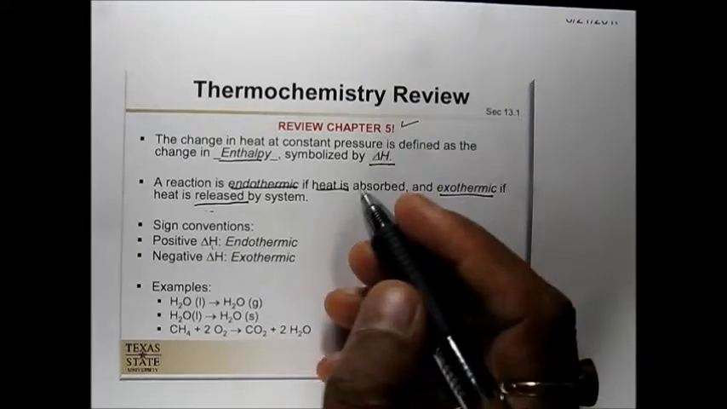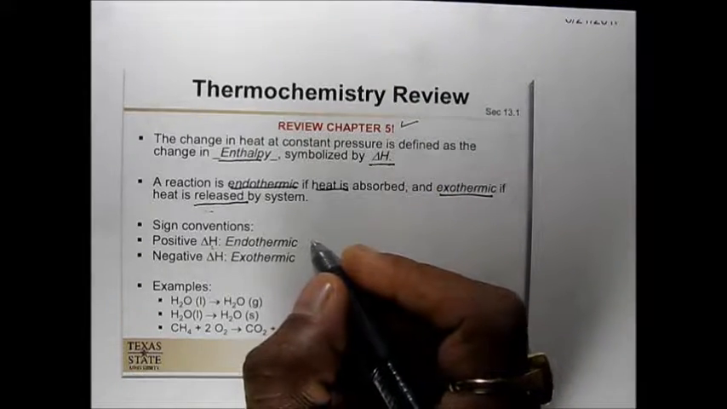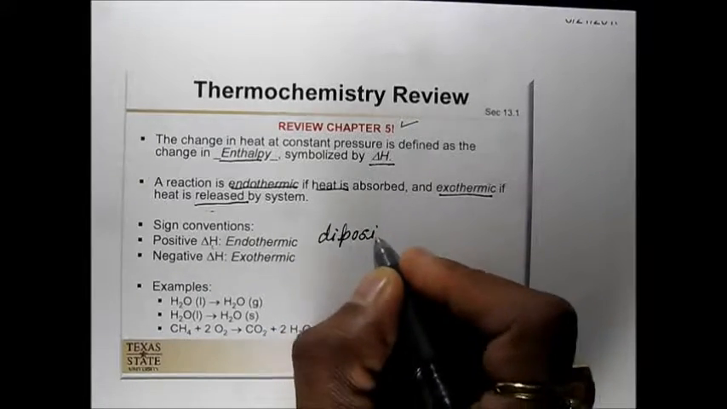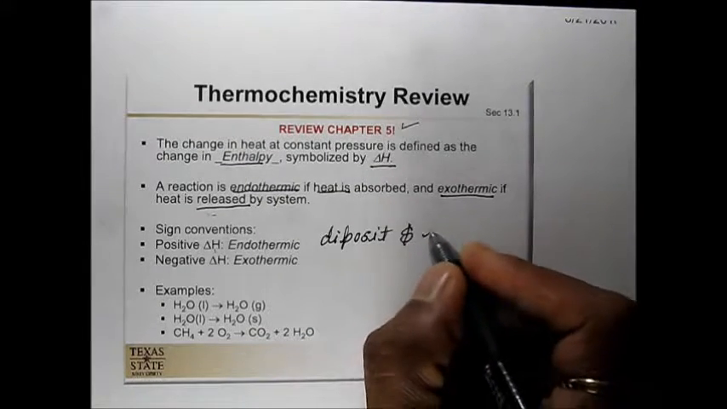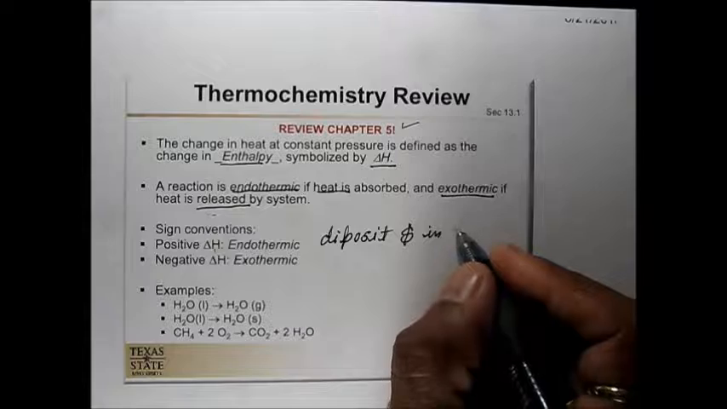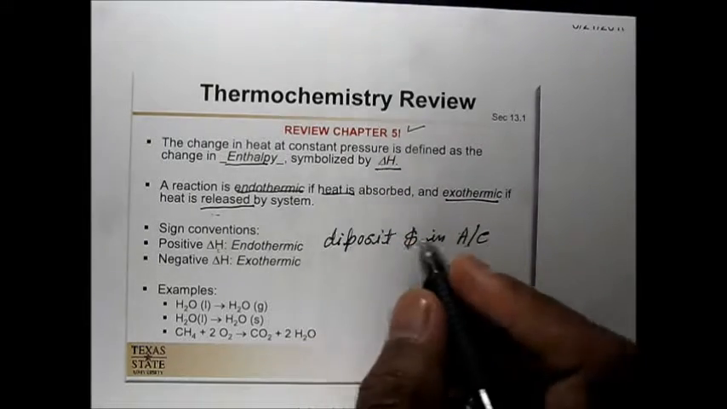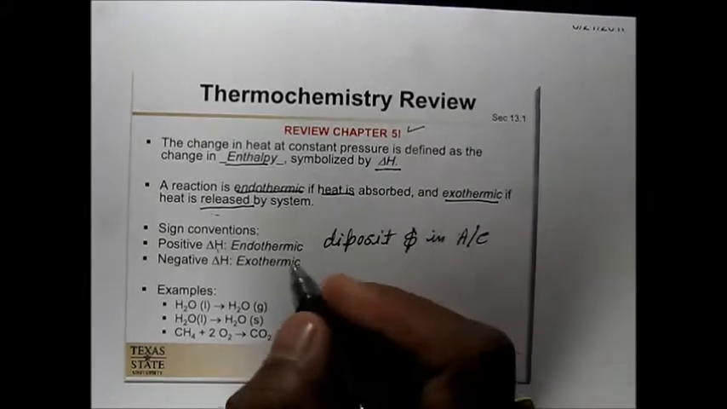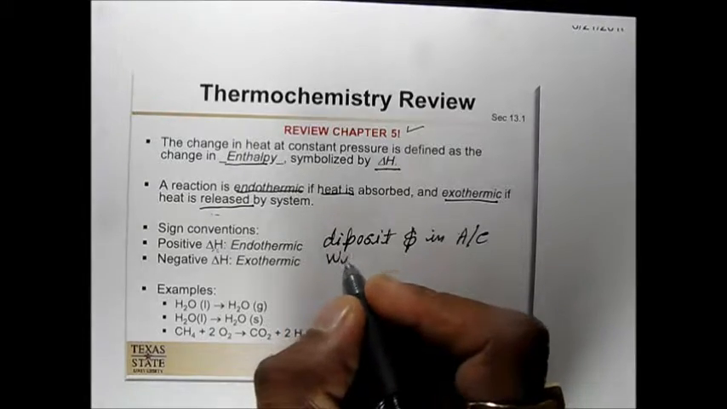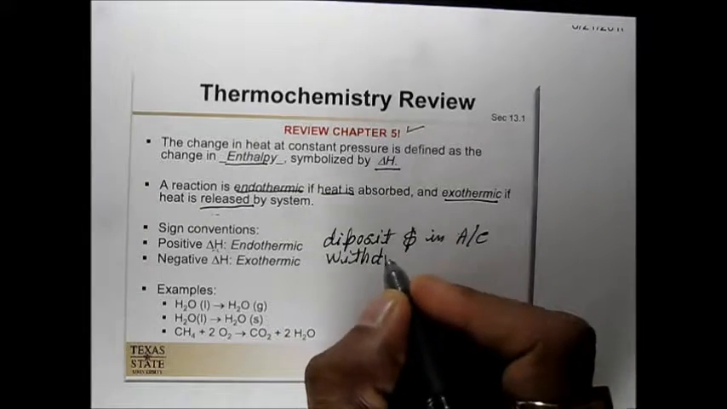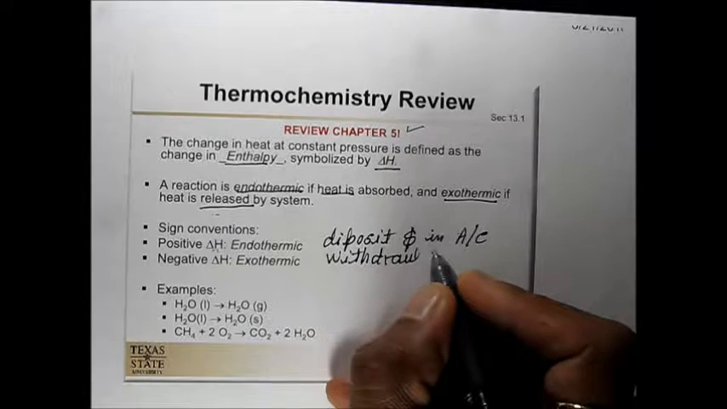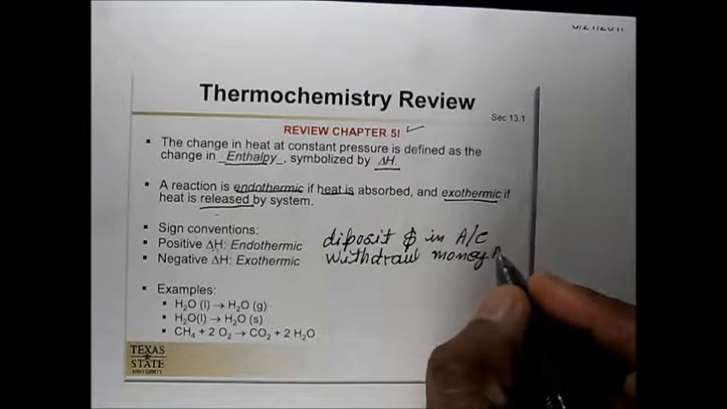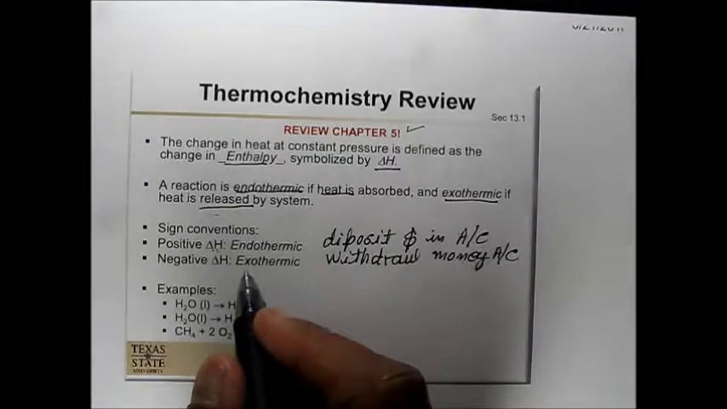So this is an example. You can also understand that positive delta H means endothermic, like depositing money, depositing dollars into your account. So you are adding money, or energy, into your account, so the balance will be positive. And withdrawal of money from the account will be an example of negative delta H, or exothermic.